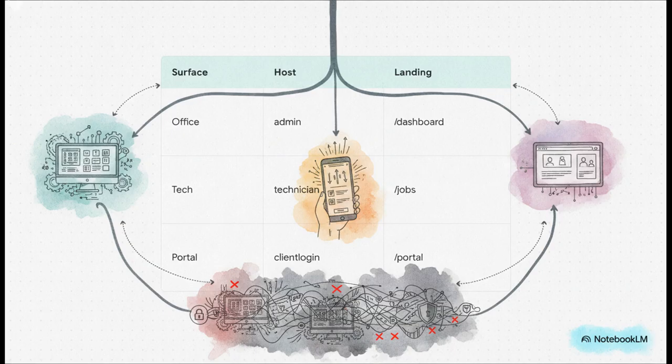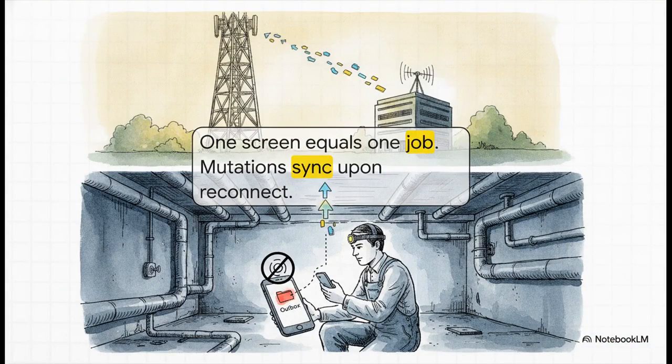And if someone tries to spoof a host or access an unknown route, the system safely defaults to failing open to the lockdown Office surface, where their access tier will immediately block them anyway. It's just a brilliant defense-in-depth strategy. Out in the field, technicians are governed by what the system calls mobile law. Basically, one screen equals one job, with only 1 or 2 taps required to get things done. But here's the real kicker.